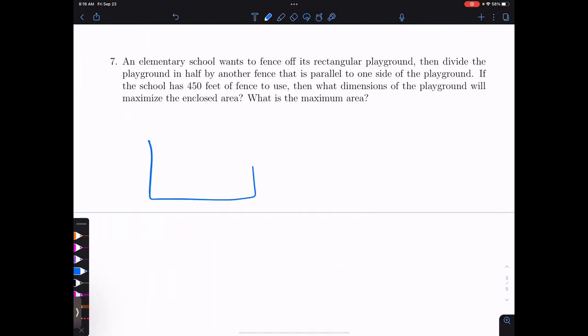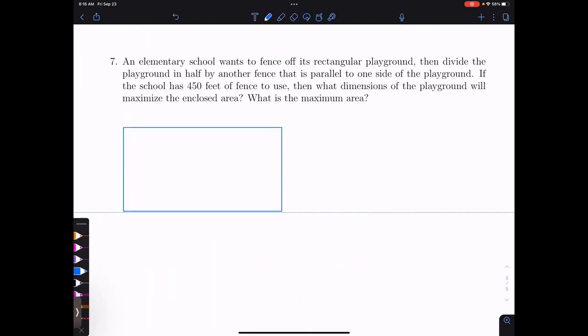Fence off a rectangular playground. So there's a rectangle. Then divide it in half by another fence that is parallel to one side of the playground. All right, that's kind of a dense sentence. What does that mean? You want to divide it in half, right? That part's easy enough. What about the by another fence parallel to one side of the playground? What does that tell us?